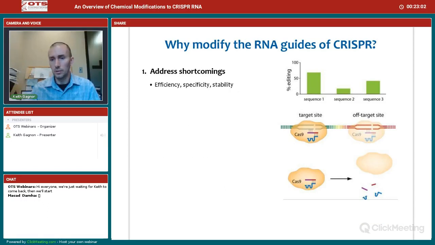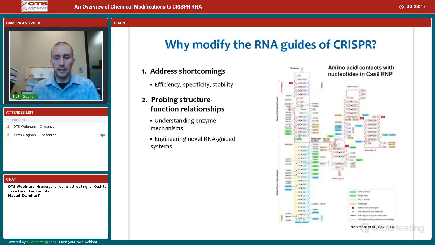So what I'm going to do here is talk about why modify the guides. One is, like I just said, we can hopefully address some of the shortcomings at the biochemical or enzymatic level. The other is an area that I'm pretty familiar with from my background, and that is using chemically modified nucleotides to probe structure-function-activity relationships and understand how these enzymes work, their dynamics, which are hard to capture just by crystallography. And by learning more about the structure-activity relationships, we could engineer novel RNA-guided systems, or it teaches us the basic principles of what we need and what works and what doesn't.